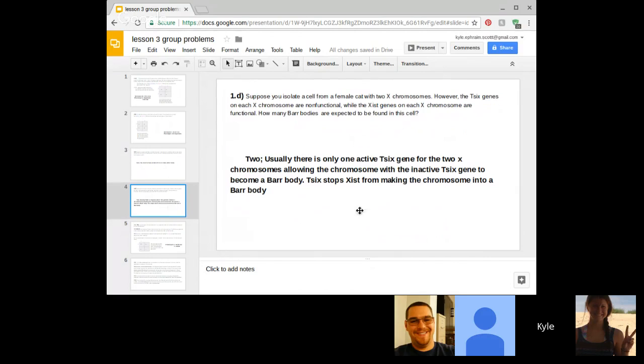For part D, they want to know if you isolate a cell from a female cat with 2 X chromosomes, however, the Tsix genes on each of the X chromosomes are non-functional. And so they want to know how many Barr bodies are expected to be found in the cell. And there's going to be 2, because the Tsix gene kind of cancels out the Xist from coding the chromosome, making it into a Barr body. So since there's nothing stopping it, there's going to be 2, and then that cell will have inactive X chromosomes.